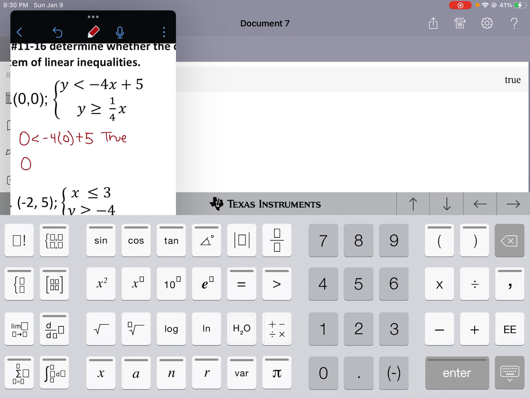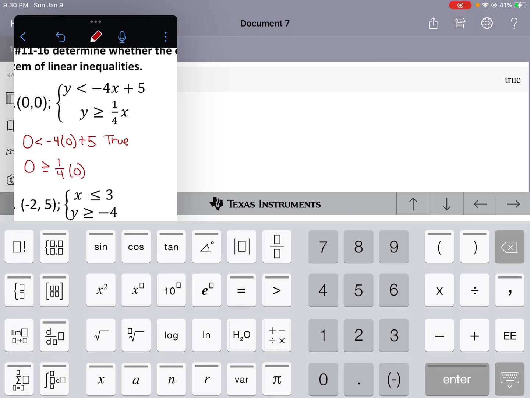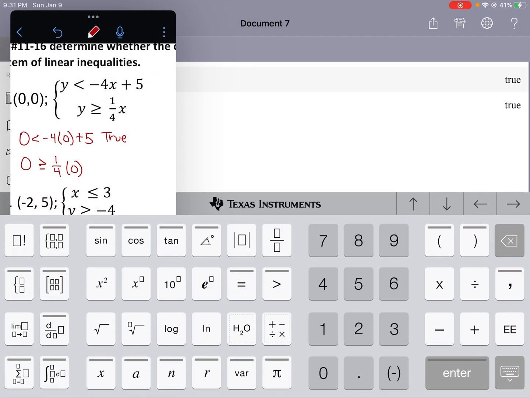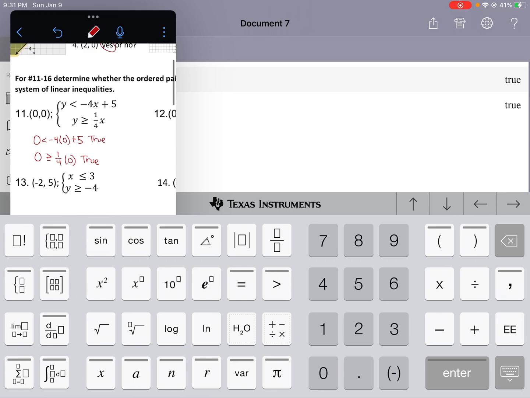So 0 is greater than or equal to 1/4 times 0. So here we go. 0 is greater than or equal to 1/4 times 0. It gives us a true statement. So two true statements means yes, it's a solution.